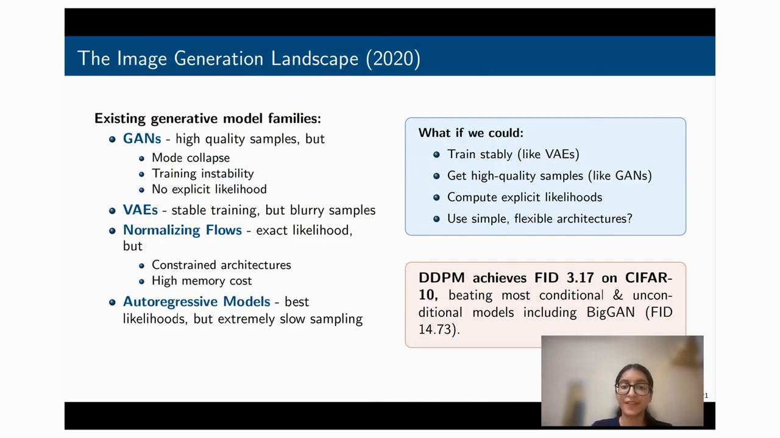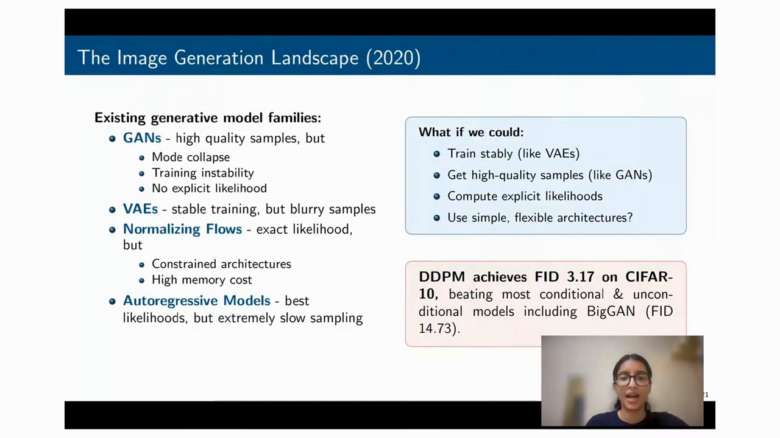DDPM achieves an FID score of 3.17 on CIFAR-10. That's better than most conditional models at the time, including BigGAN, which scored around 14.73. And it does this unconditionally with a remarkably simple training trick.